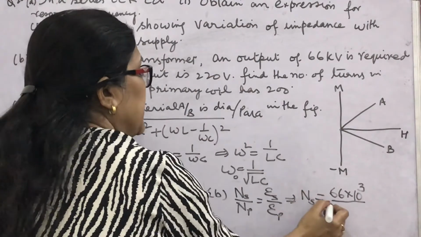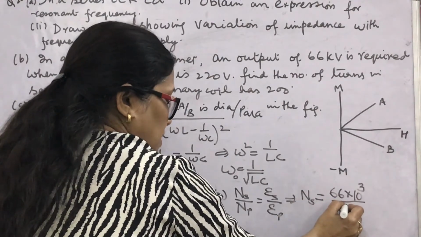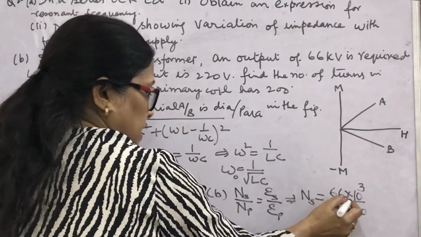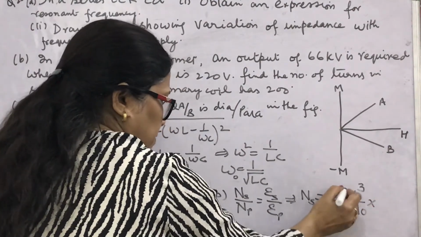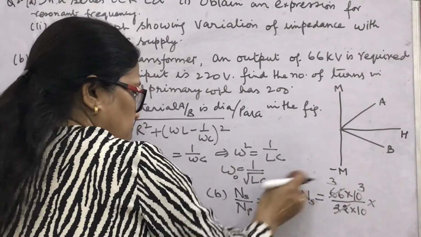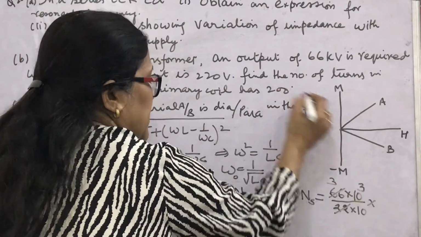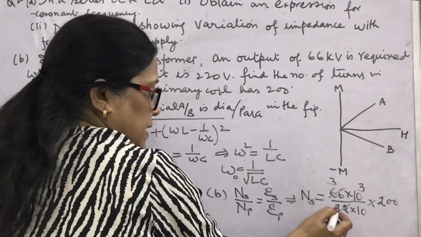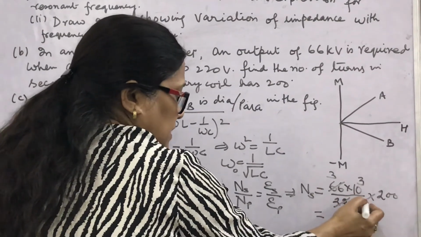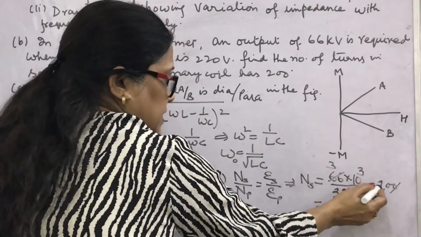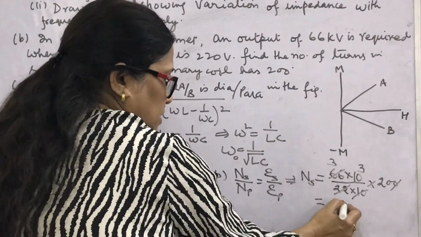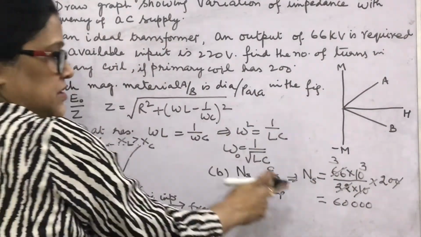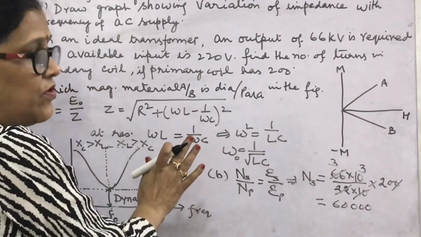EP is 220. You will write here 66 into 10 cubed upon 220, into NP. What is NP? This is 200. You write here 200. So what will you get here? This 10, this 0 is cancelled, 3 into 200, 600, so 60,000. So how many turns will the secondary coil have? 60,000 for the ideal transformer.